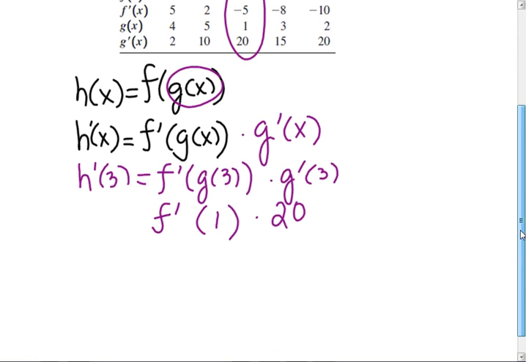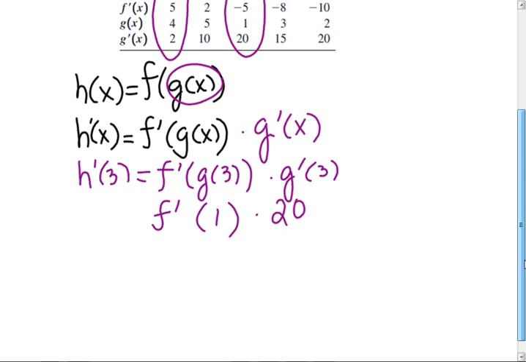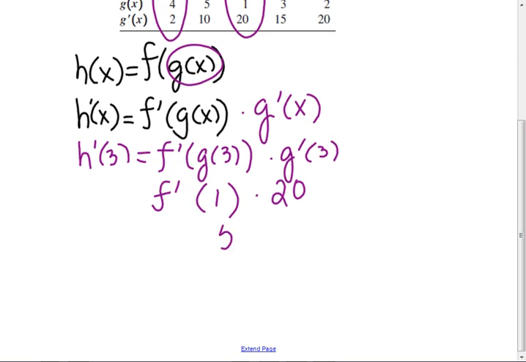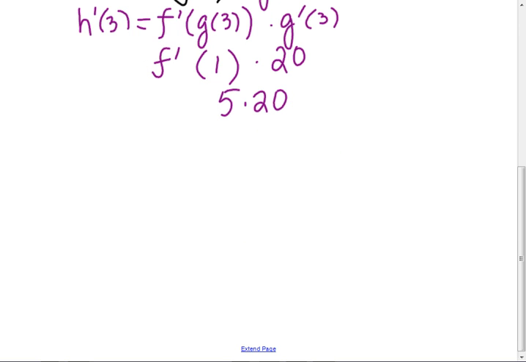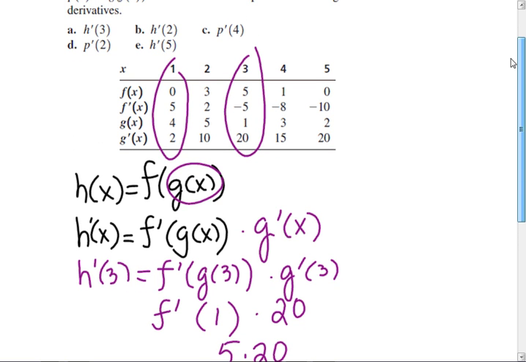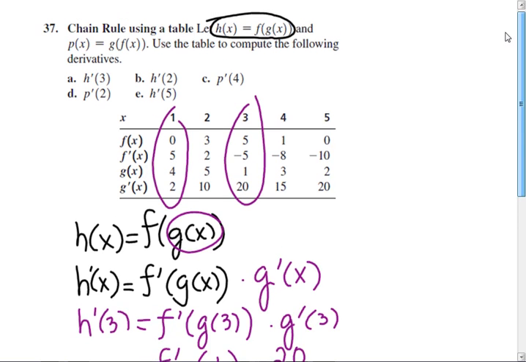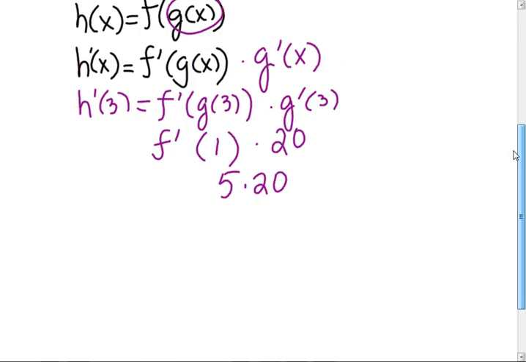And what's F prime of 1? Now, let's see. I want F prime of 1. So that's this column. That's 5. 5 times 20. This is exactly what I'd show. No, F prime of 1? 1. There's no negative 6 in there. Are you in the right problem? This is 37. No. In practice, it's 38 if you want.